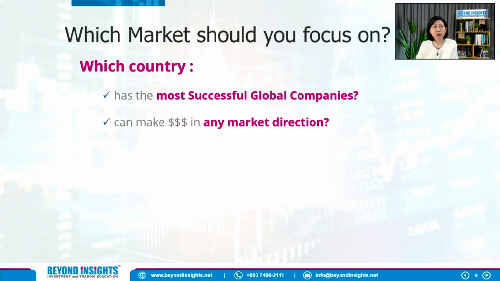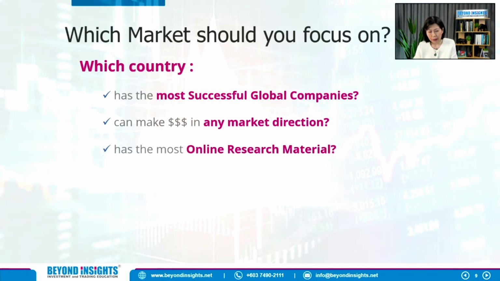On top of that, it gives you many choices of leverage instruments which allow you to trade with lower capital. And the third point here is also very important, right? It has the most online research material. After I became a full-time trader, I traded the Australian market and the UK market, and also the global indices. A lot of these countries don't have enough research material that is free, right?